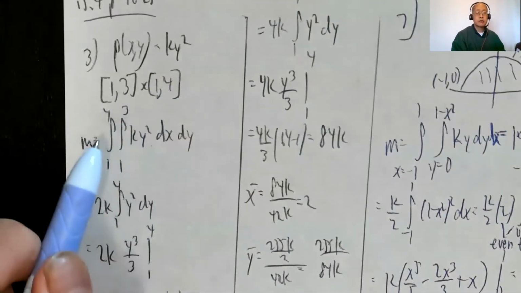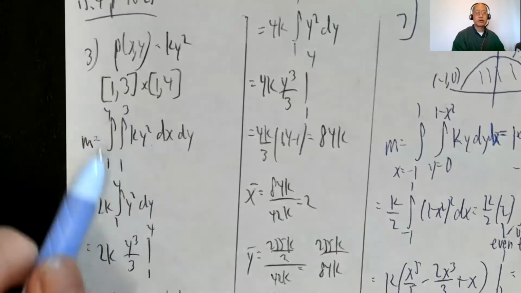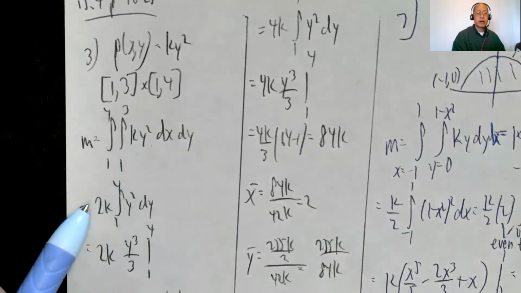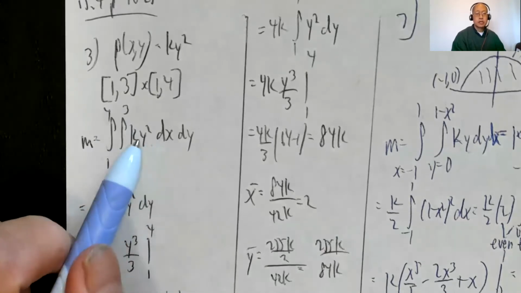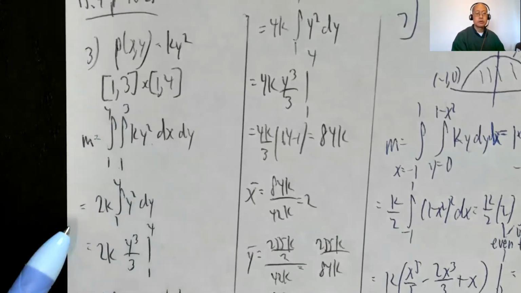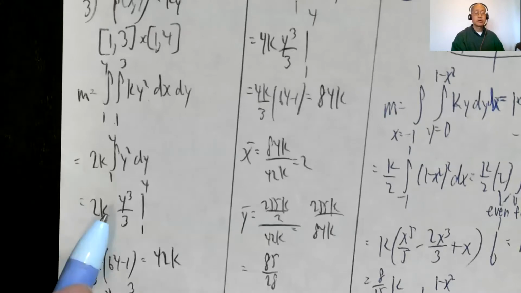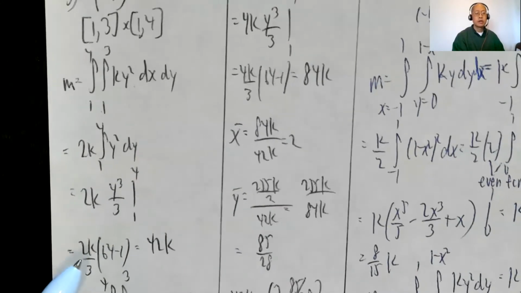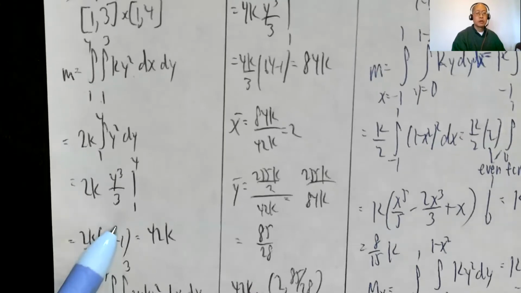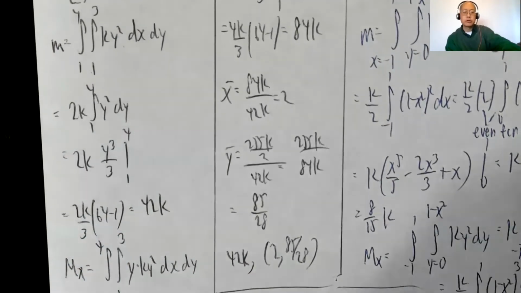So the mass is a double integral of ky squared dx dy. X goes from 1 to 3, y goes from 1 to 4. Let's see, k is a constant, bring it out. This function does not depend on x, so take out the length of the interval of x, which is 2. So 2k comes out, integrating y squared dy. So 2k times y cubed over 3 from 1 to 4, which is 2k over 3 times 4 cubed, which is 64, minus 1 cubed, which is 1. 2/3 of 63 is 42, so the mass is 42k.